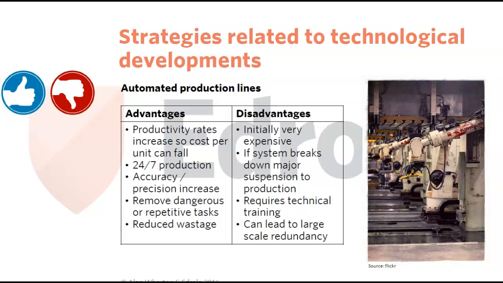Disadvantage, however, initially very expensive. Cost is a very big thing in setting up these particular strategies. If the system breaks down, there's major disruption to production, so you cannot continue production if the automated production line stops. Everything grinds to a halt until it's working again. It requires technical training for the staff that remain to run the automated production line, and the replacement of labour with automated production lines can lead, as we've looked at earlier, to large-scale redundancy.